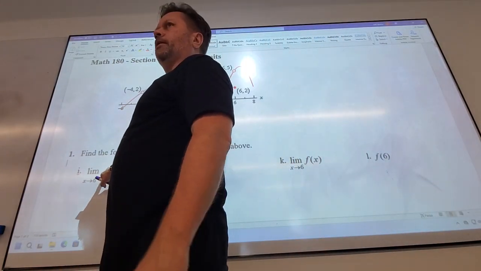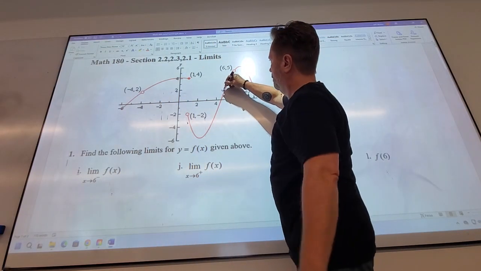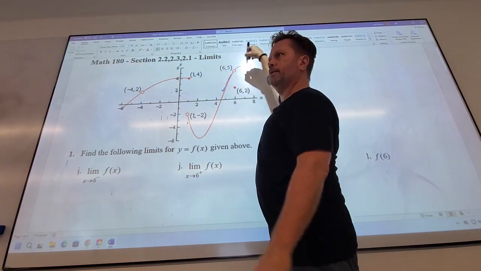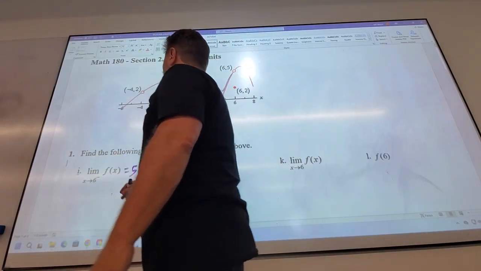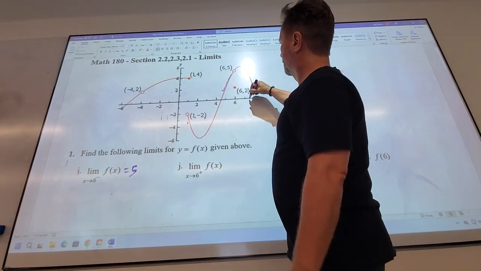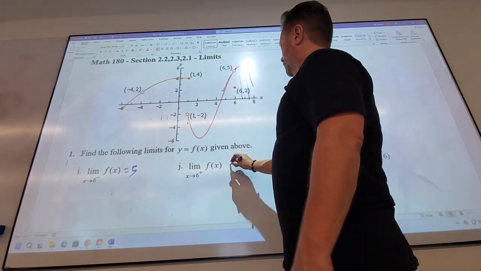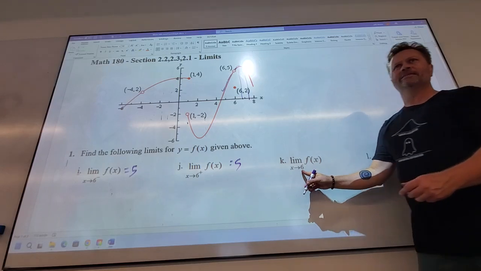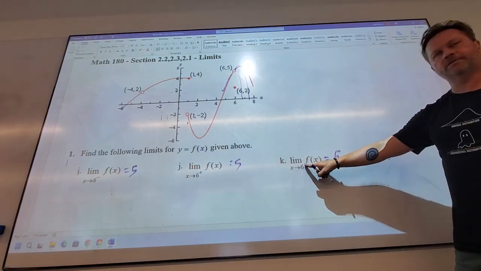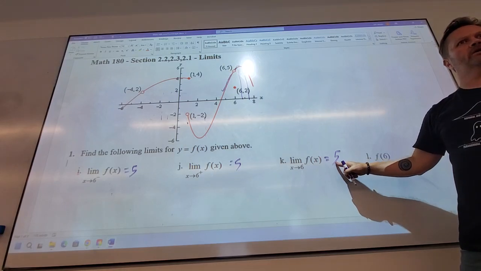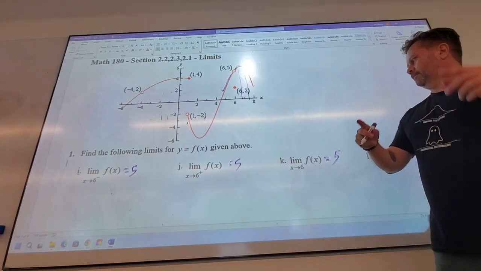X goes to 6 from the left. 5. What's happening? The outputs are approaching 5, yes? Okay. From the right, still 5. Still 5, yes? So can I say it more concisely? I don't care what side you're coming from, it's 5. So this one is, if I don't say what side, can I tell somebody where to go? Yes, it's 5.